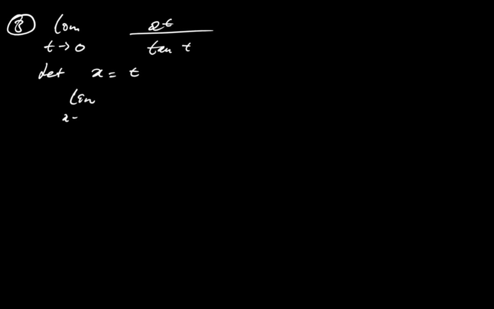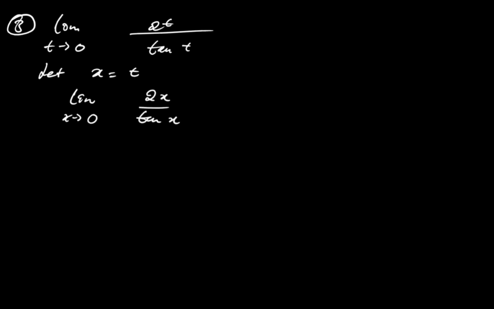Let's look at question number 3. So you have the limit as t approaches 0 of 2t over tan t. So you can pause the video and attempt to do it on your own. So let x be equal to t. Then you'll have the limit as x approaches 0 of 2x over tan x.